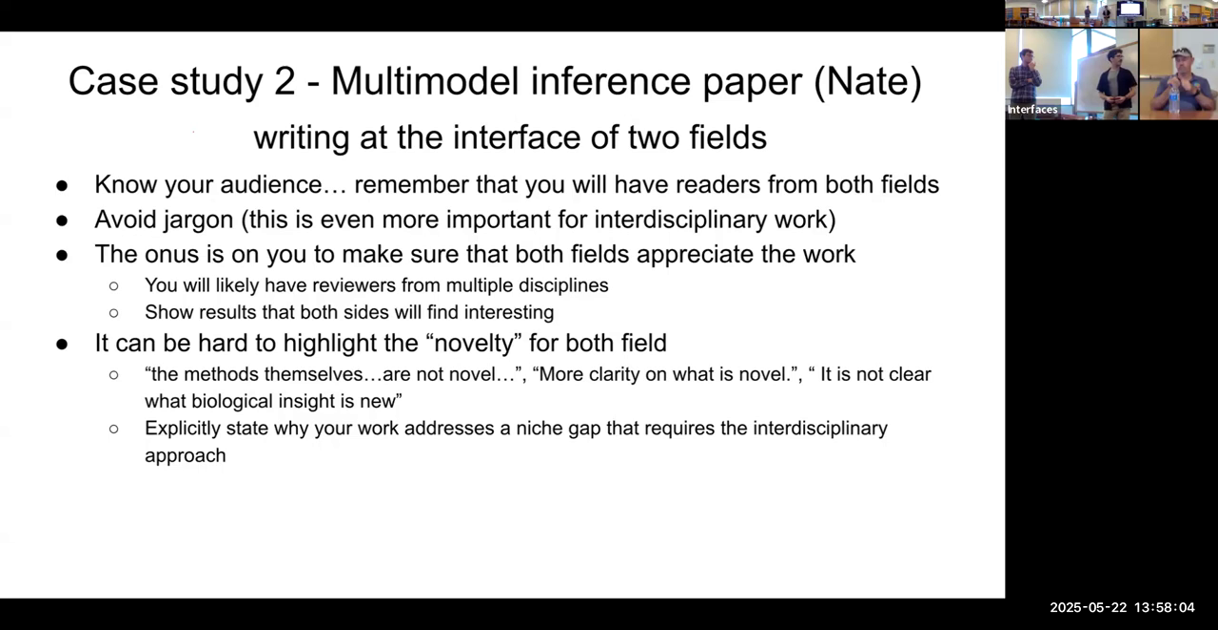And then sometimes it can be very hard to make a novelty for both fields. Something like an application from one field might be novel, but you're just taking a method off the shelf from the other. So you really have to define the novelty as the application, not just the method. So it has to be clear to both groups what the gap is.